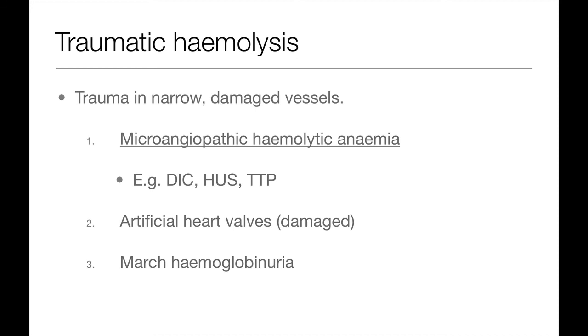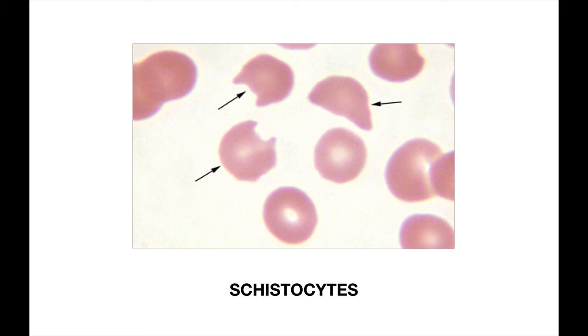You could also get damage to red cells with artificial heart valves, and in this condition called March haemoglobinuria, where repeated trauma can cause damage to red cells. The characteristic feature of this are the schistocytes, which are seen on the blood film, and this essentially makes sense. These cells have been damaged by their passage through the microcirculation.